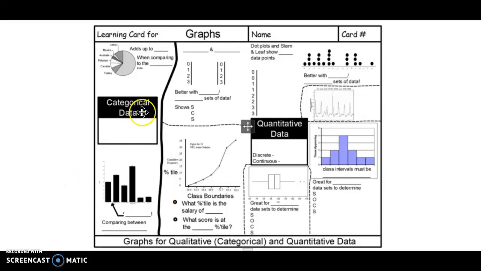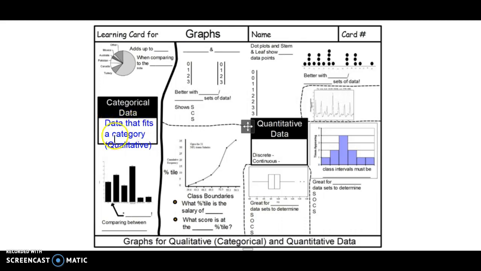For this learning card, we're going to be looking at different graphical displays. We're going to be looking at different graphical displays for categorical data, and then we're also going to look at the different types of graphical displays you can make for quantitative data. There may be some graphical displays that we don't put on this learning card, but this hits on most of them. First, let's define categorical data.